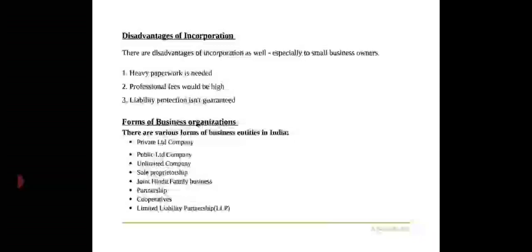There are various forms of business organizations or business entities in India, which are explained as below. First one is private limited company. A private limited company can be described by the following features. It should have a minimum of two directors and a maximum of 50 members.